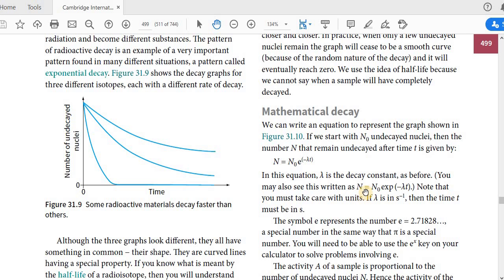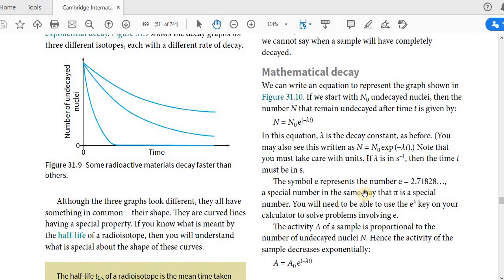In this equation, lambda is the decay constant as before. You may also see this written like this, because you can write e to the power as exp, which means e to the power. Note that you must take care with units. If lambda is in per second, then the time must be in seconds, because the power overall should not have a unit. So if you substitute lambda in seconds, the time should also be in seconds, so that the seconds cancel out.